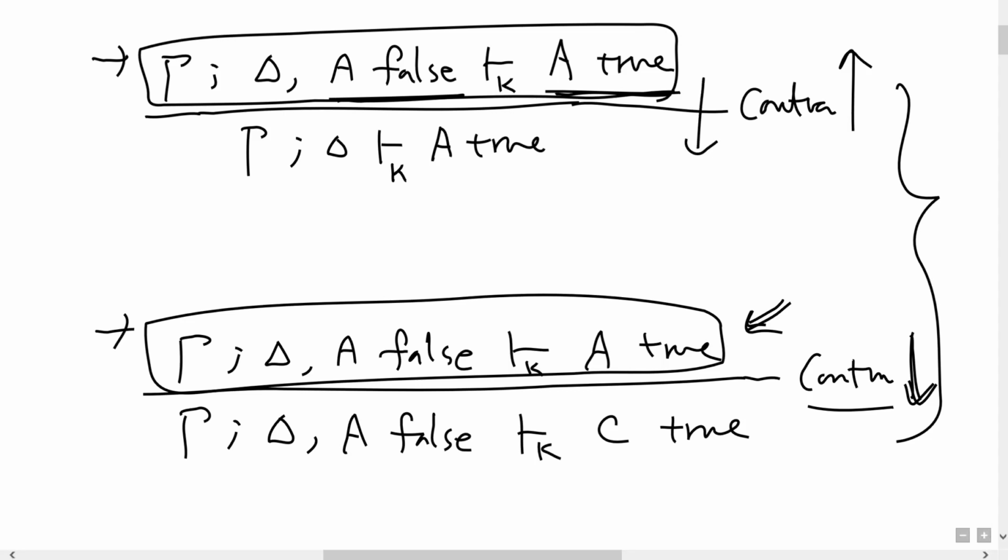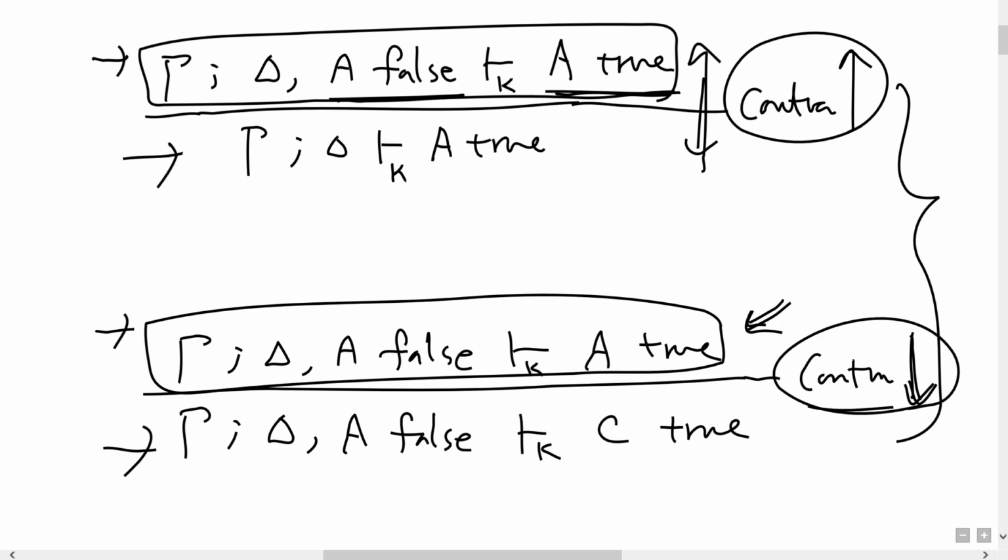The conclusion is different. So this is different because in the case of the contra up rule, you want to read this rule upward, whereas in the case of the contra down rule, you want to read this rule in a top down way.